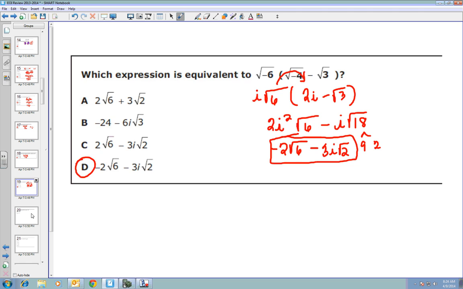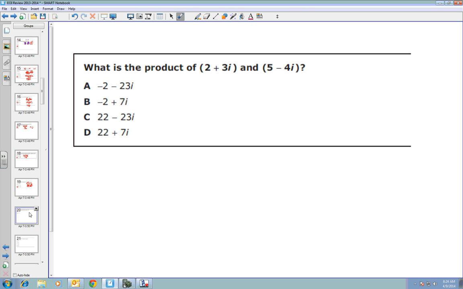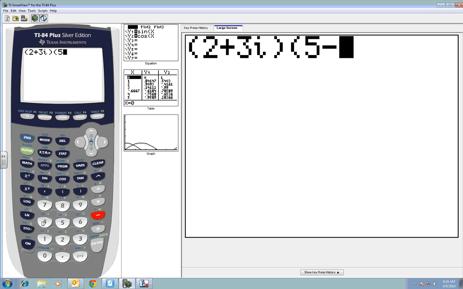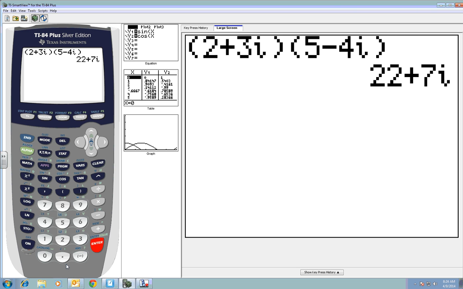Next one. Can I do this one in my calculator? Yes. Okay, I can enter it in. Product means what? Product means multiply. So 2 plus 3I times 5 minus 4I. So let's do it in the calculator first, and then we're going to do it by hand. So I have 2 plus 3I times 5 minus 4I. 22 plus 7I.